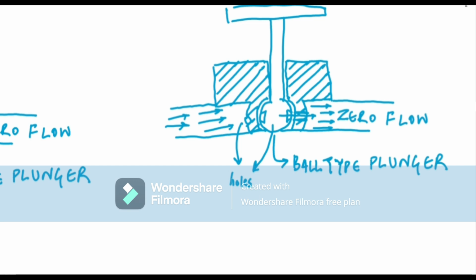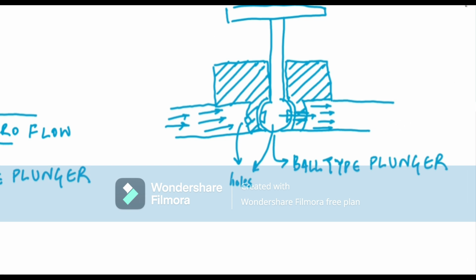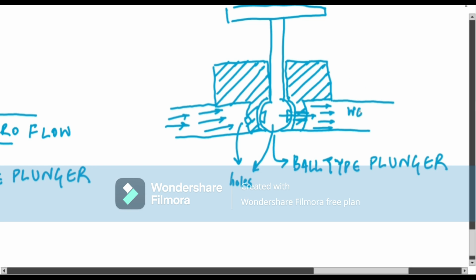Initially the alignment will be small, so there will be a small opening. So fluid starts coming out of the valve, and with gradual decrease in the axis angle from 90 degrees to 0 degrees, the flow will increase accordingly. So that's how you control flow in case of ball metering valve.